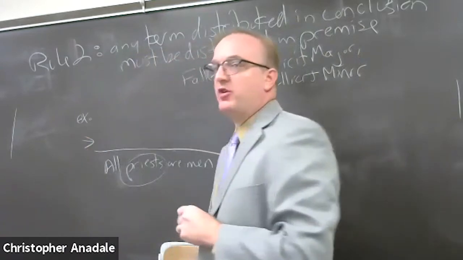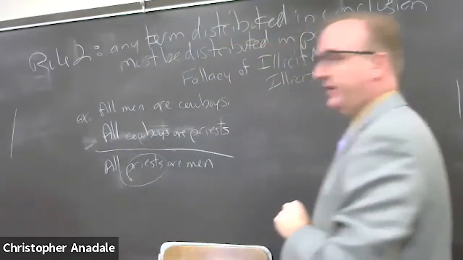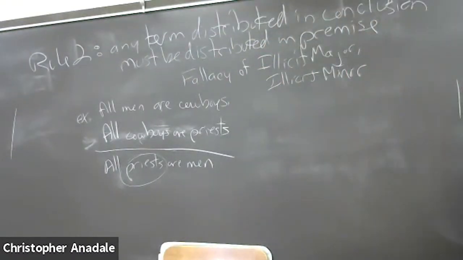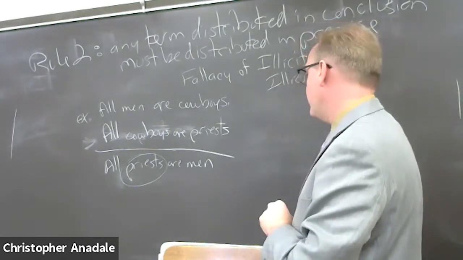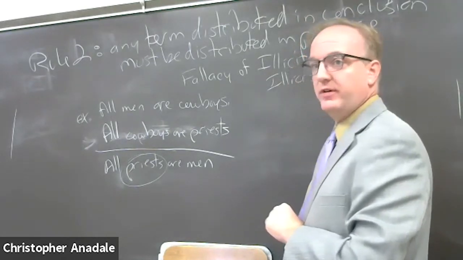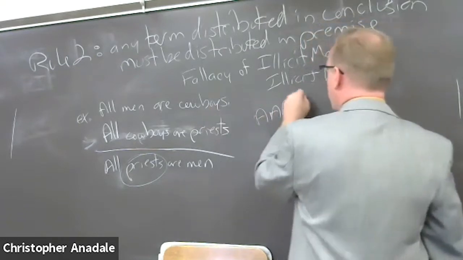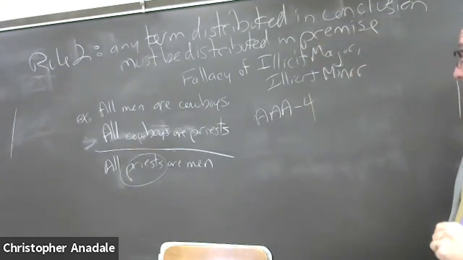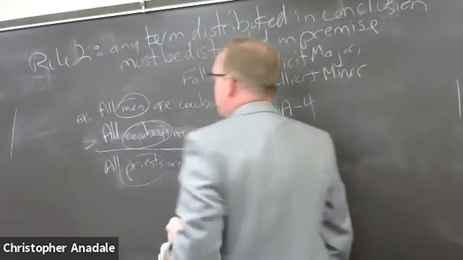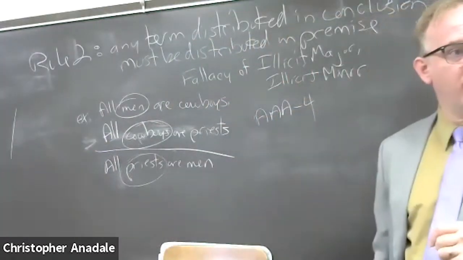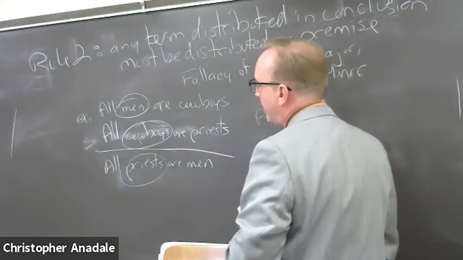So if I were to write a minor premise that doesn't distribute priests, so I'm just feeling kind of goofy today, suppose I write: all men are cowboys, all cowboys are priests, all priests are men. What's the mood and figure here? It's AAA-4. So what terms are distributed here? The subject terms of the premises. So what do I have now?